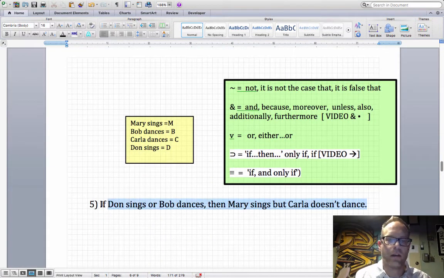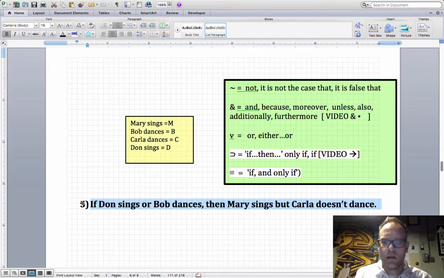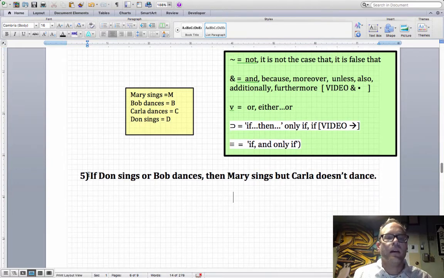Make it a little bit bigger here. I wonder if I can make it any bigger. No, I'd lose a line. Okay. So, if, that tells us immediately we're looking at a conditional. Dawn sings or Bob dances. Whoa. Okay, so the antecedent of the conditional, the first part of the horseshoe, or the arrow, is going to say, Dawn sings or Bob dances. So Dawn sings is a D, or is a wedge, Bob dances is a B.